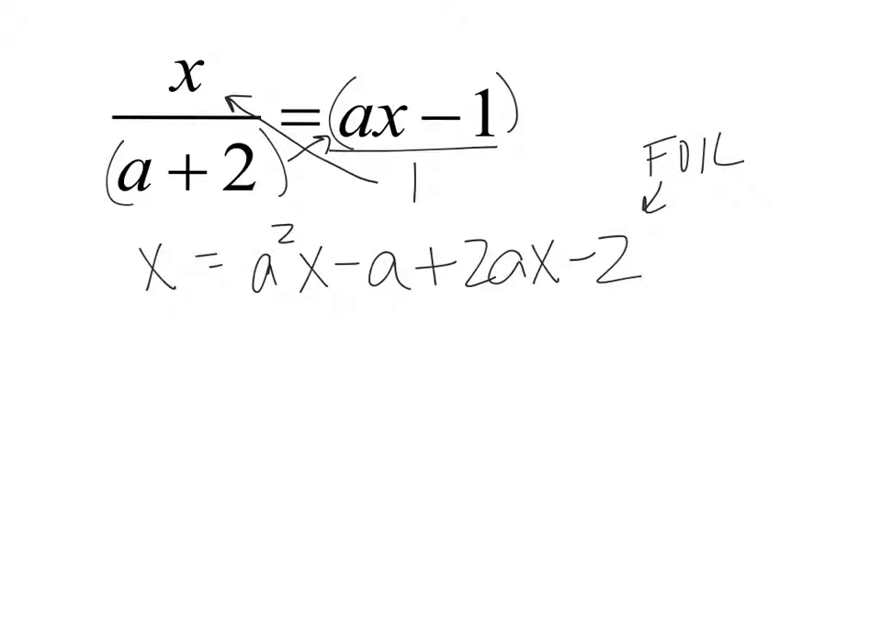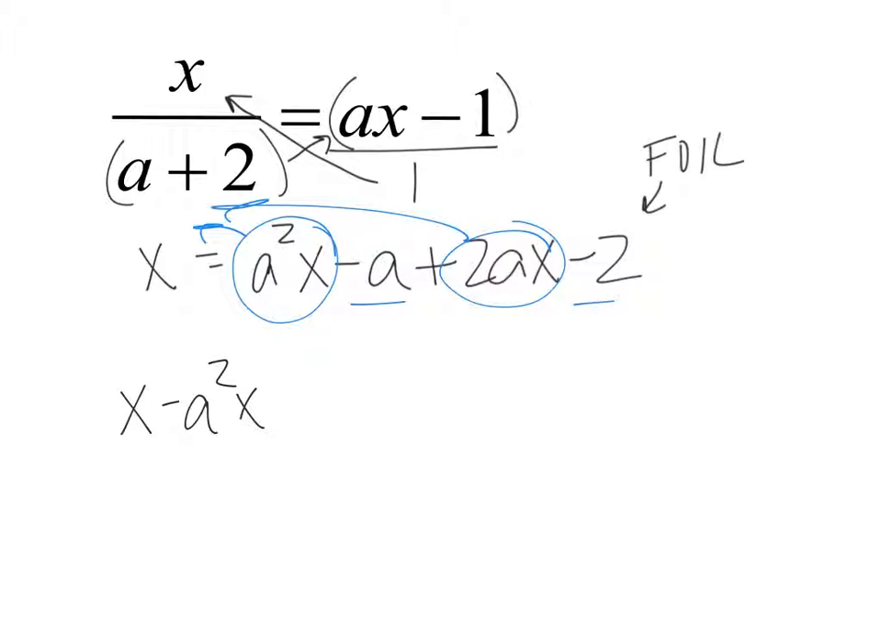And again, check quickly, there are no like terms to combine, but I have a bunch of x's. Do you see how here's an x, and here's an x? So I need to get all of those together on one side and leave everything else on the other. So I'm going to move this term over, and I'm going to move this term over. And I'm going to leave the negative a and the negative 2 where they are. Okay, so that's going to look like x minus a squared x minus 2ax equals negative a minus 2.